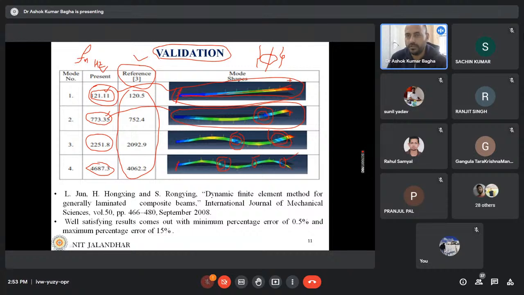Because if you mount the accelerometer at these points, the accelerometer will not sense the contribution of this mode, because you are putting the accelerometer at the nodal point of the second mode. So the accelerometer will not record the contribution of the second mode. Of course, the same if you mount the accelerometer at these two points, it will not sense the contribution of the third mode. Again, if you mount it at these points, the accelerometer will not sense the contribution of mode number 4.